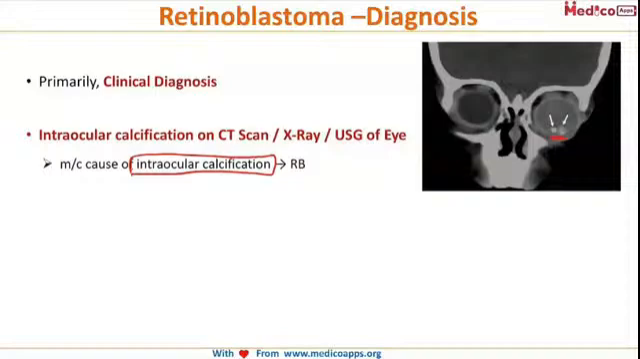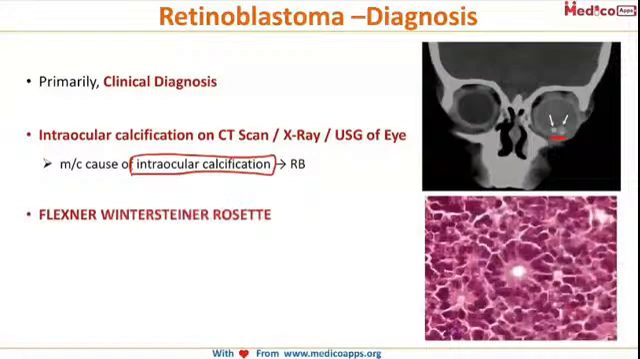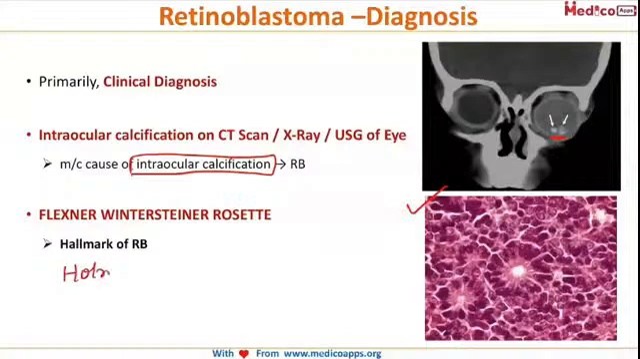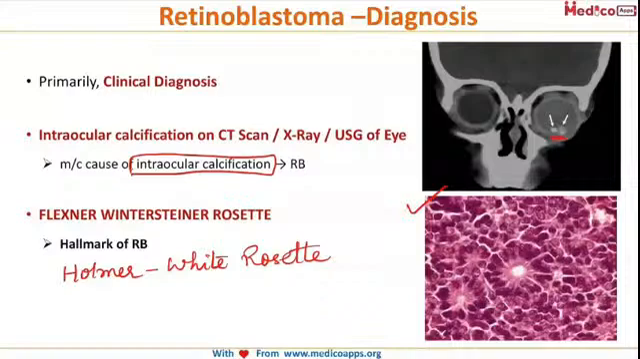Now on histopathology, this is an important exam bit. The hallmark of retinoblastoma is the Flexner-Wintersteiner rosette. What is it? The Flexner-Wintersteiner rosette. Another type of histopathological feature is the Homer Wright rosettes as well. These are also present in retinoblastoma. However, Flexner-Wintersteiner rosettes are the hallmark of retinoblastoma.